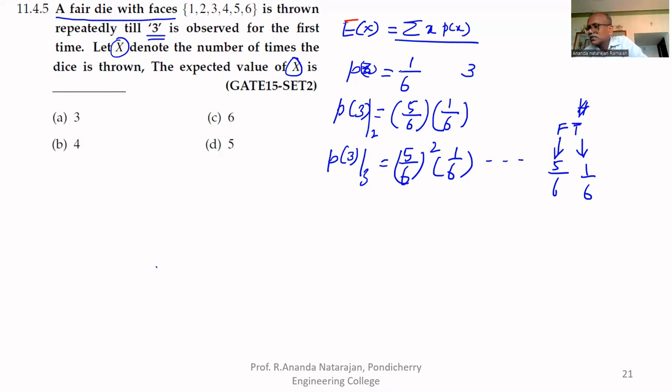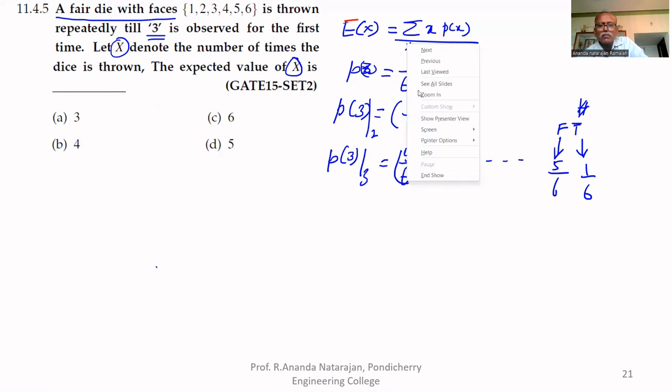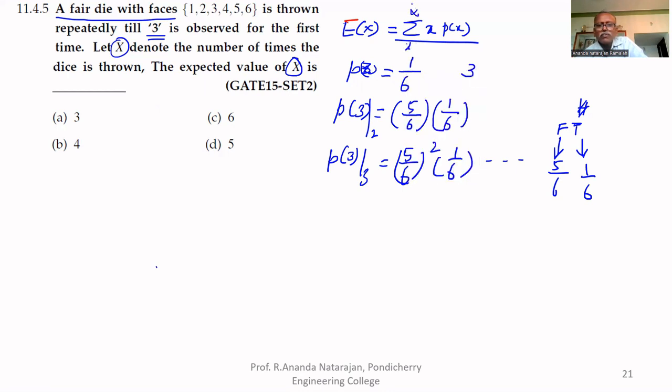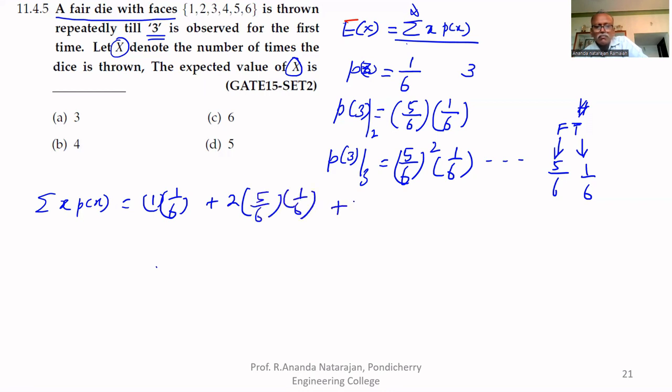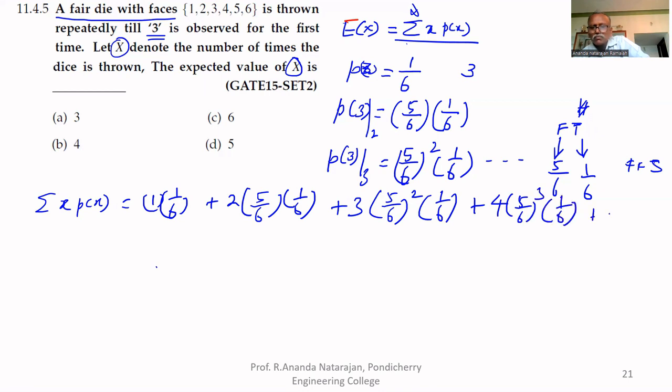Therefore, the expectation of x, where x varies from 1 to infinity, the expectation of x, p of x, equals 1 multiplied by 1 by 6, plus 2 multiplied by 5 by 6 multiplied by 1 by 6, since to get 3 the second time it succeeded. The third time is failure, failure, then success, so 3 multiplied by 5 by 6 whole square multiplied by 1 by 6, plus 4 multiplied by 5 by 6 cube multiplied by 1 by 6, plus etc.